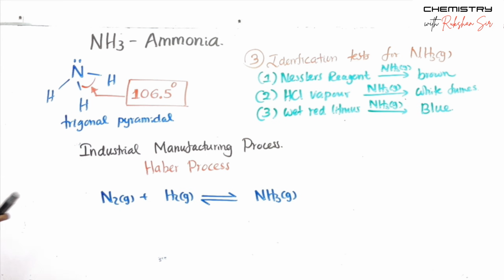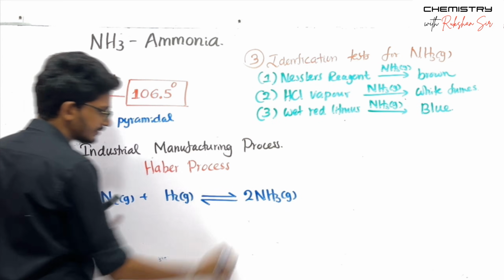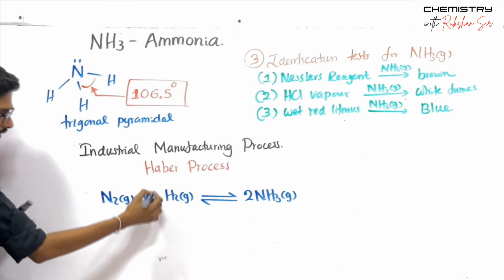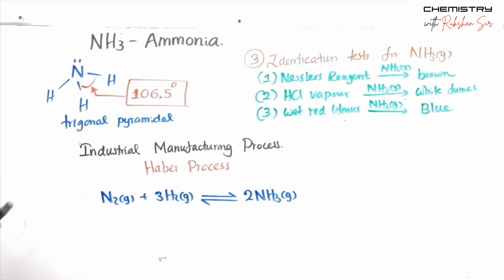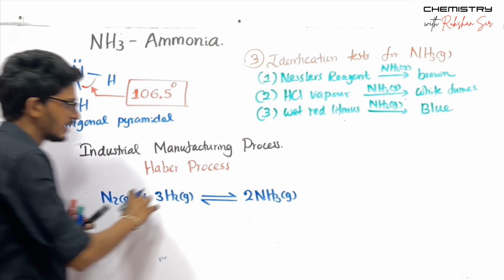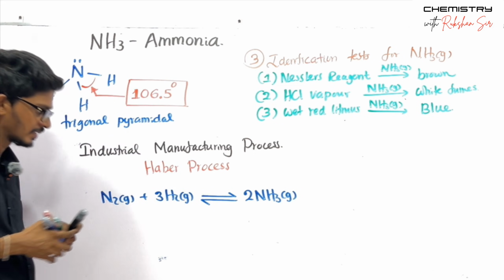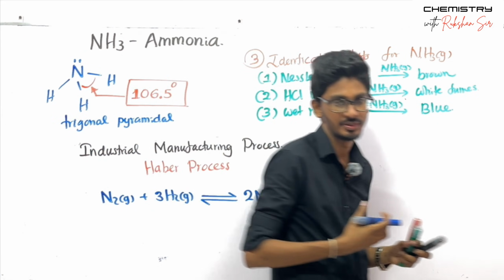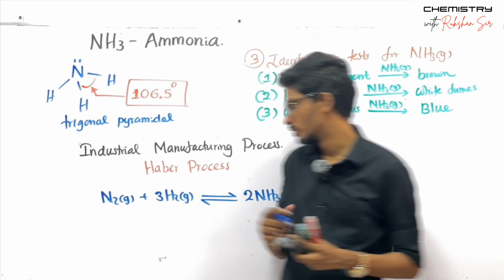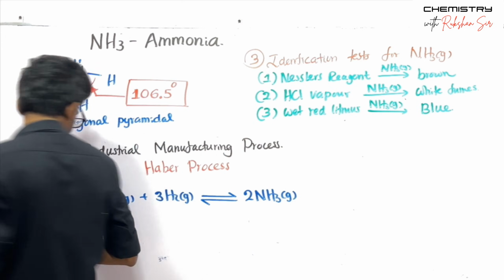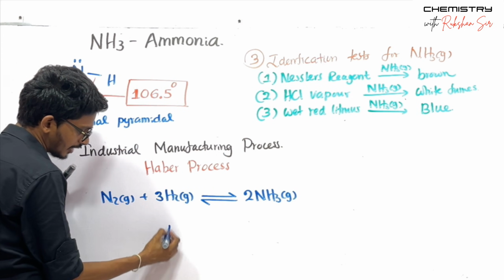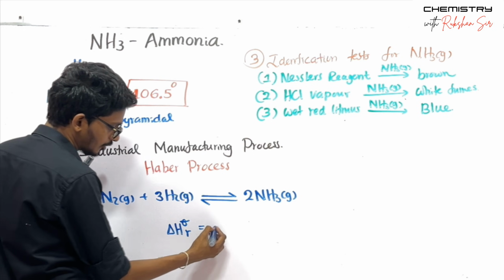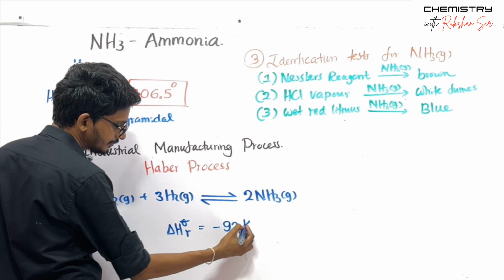Right? So this is just the simple balancing. Not that hard to balance, right? So 2 and 3 are there. This is referred to as kind of an exothermic process, right? So for this reaction, the delta H value, just remember that data as well, is referred to as minus 92 kilojoules per mole.